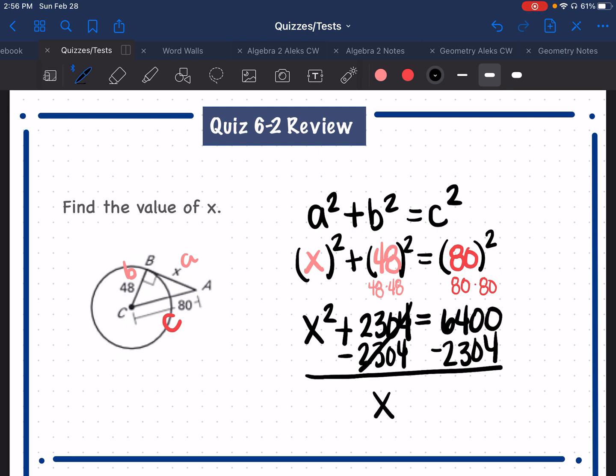And then my last step is going to be to get rid of that square. That gives 4,096. I'm going to do that by taking the square root. So don't forget to go ahead and take the square root of both sides. The square root of 4,096 is 64, which would, of course, be my answer.